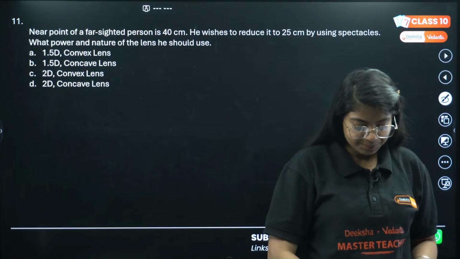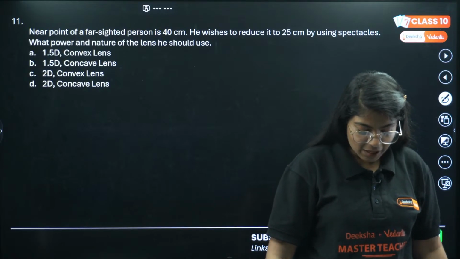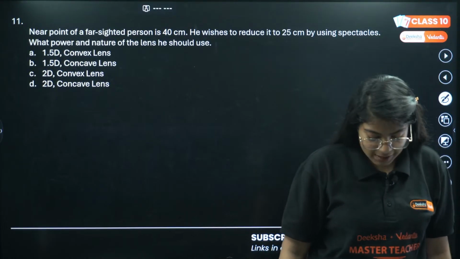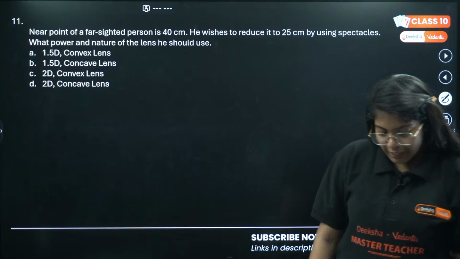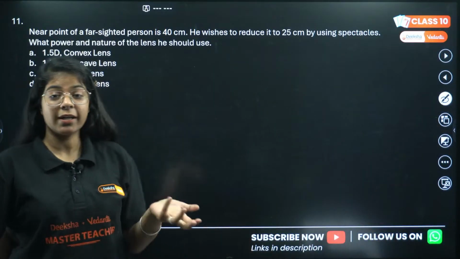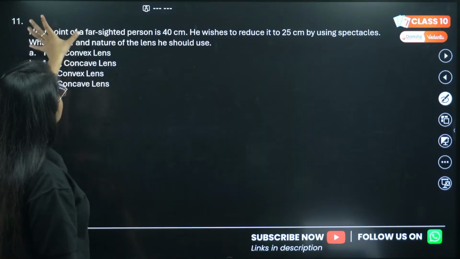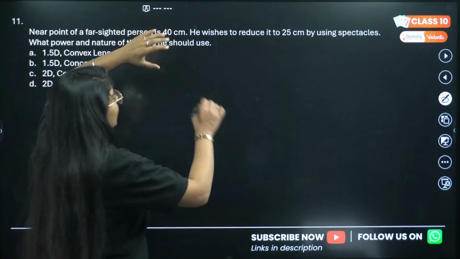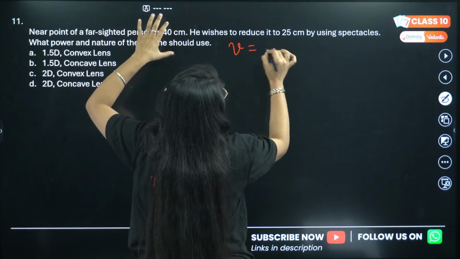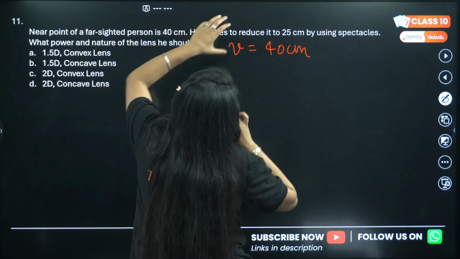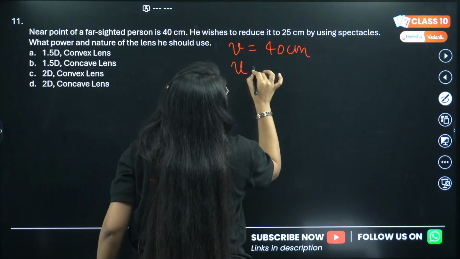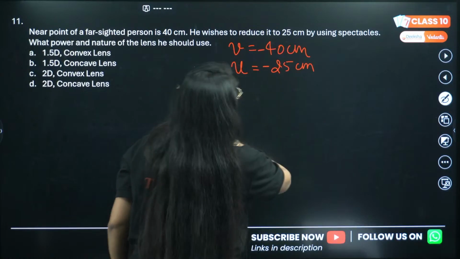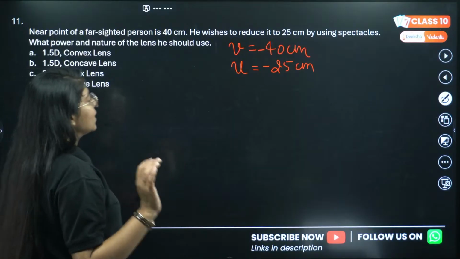Ashutosh is saying A. And Adaman is saying 1.5 diopter with convex lens. That is the same as Aman said. Okay, let's see if you guys are actually correct or not. So again, near point, I told you, in case of near point, this is my image distance. So v is 40 centimeter. He wishes to reduce it to 25 centimeter, so the object is at 25 centimeter. Both are negative.